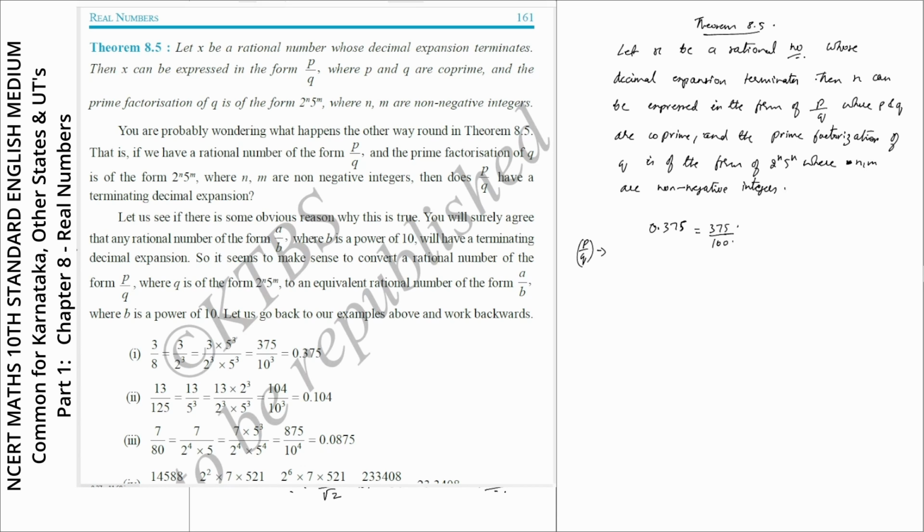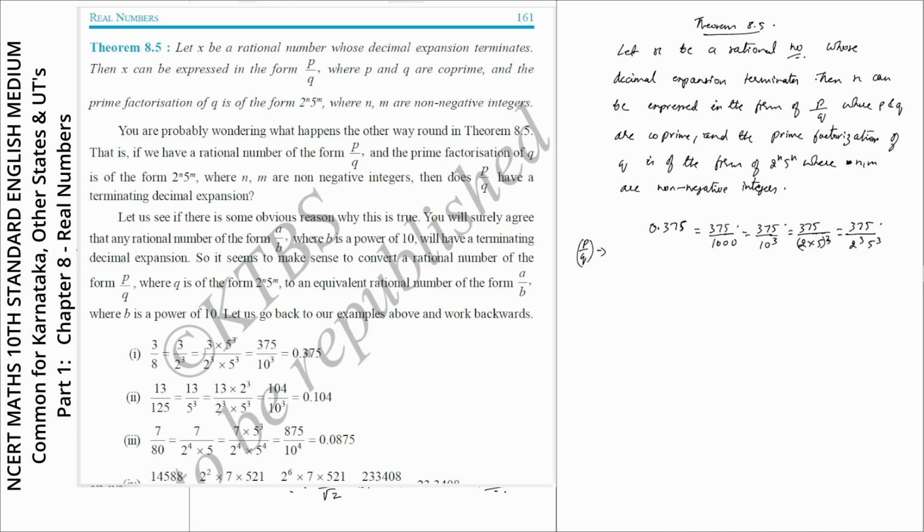Now again I can write this as 375 by 10 to the power of 3. Again I can write this as 375 by, now 2 into 5 is 10, so (2 into 5) the whole cube. Now this I can write as 375 by 2 to the power of 3 and 5 to the power of 3. Now this is what the theorem says.